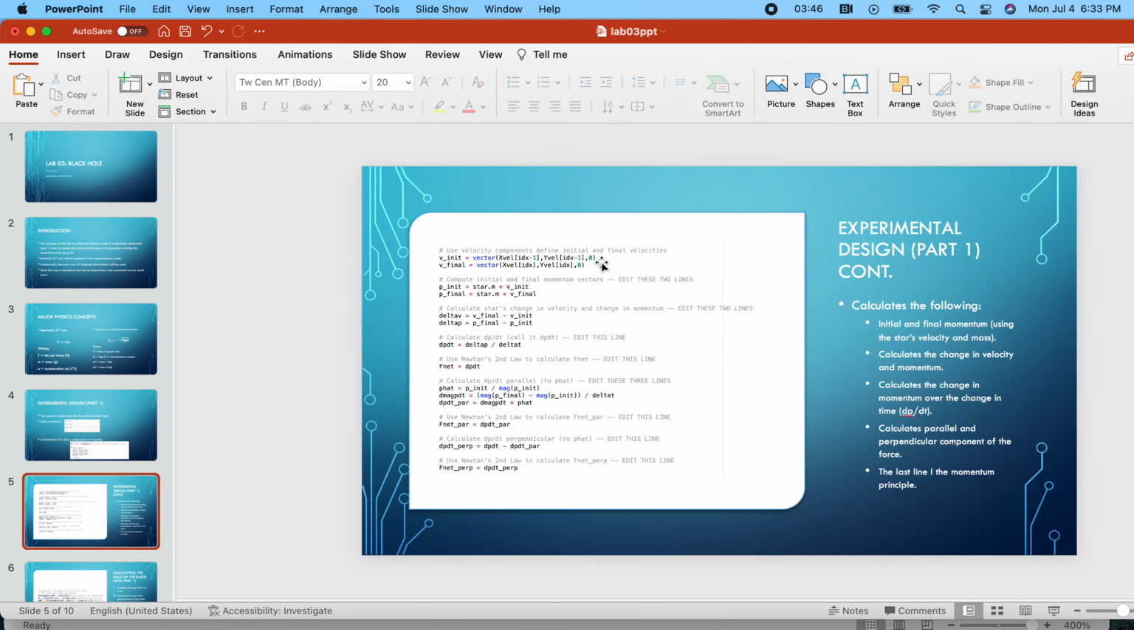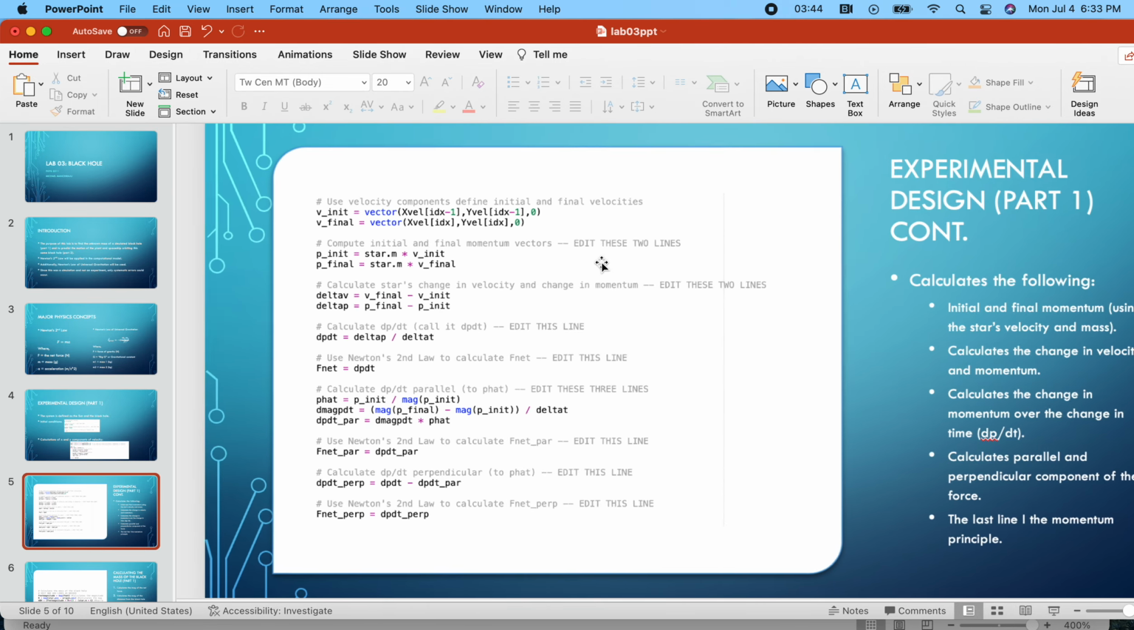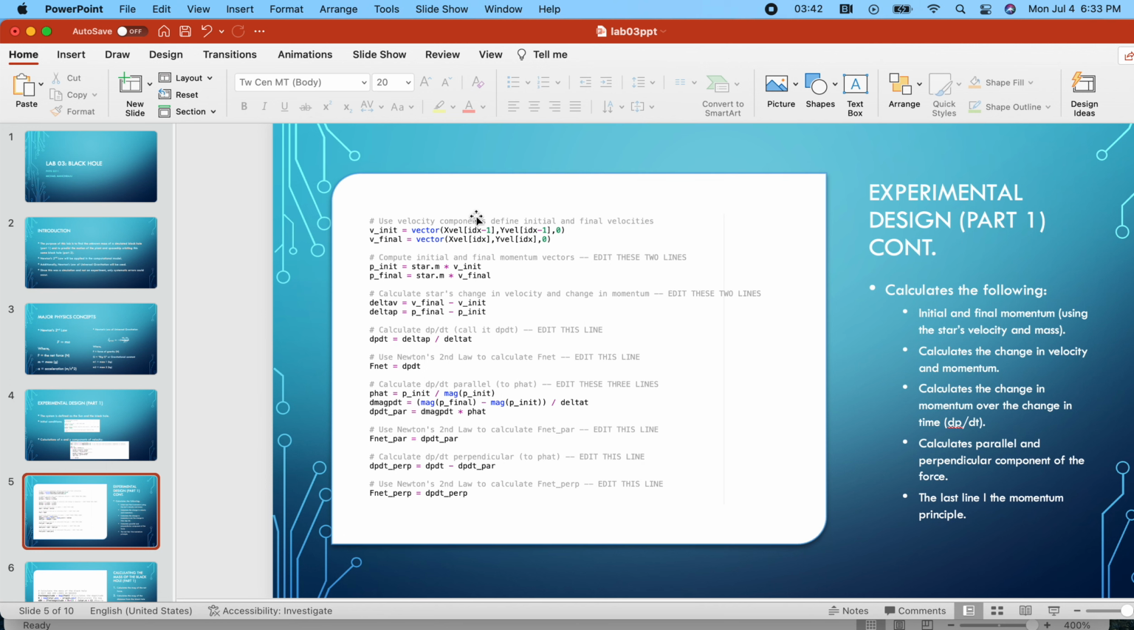And then you have the experimental design continued. Here are some of the calculations. Again, this was coded in Python using GlowScript. The initial and final momentum using the star's velocity and mass. We also calculated the change in velocity and momentum. It calculates the change in momentum over the change in time, dp over dt, which is also the net force. Calculates the parallel and perpendicular component of force. And the last line is the momentum principle.